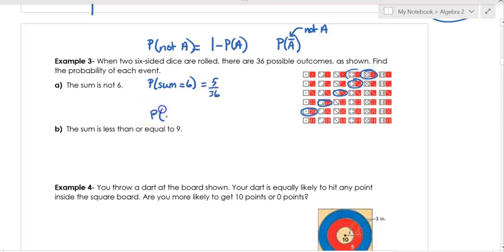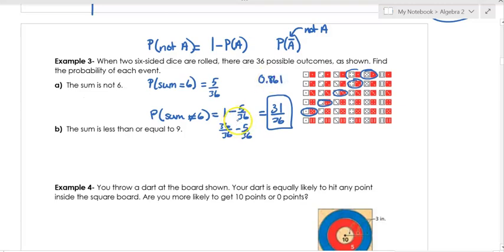So if you want to find the probability the sum is not 6, then you do 1 minus 5 over 36, which is like 36 over 36 minus 5 over 36. You're left with 31 over 36, which you could also do as a decimal or a percentage, just depending on what they want. It would be that or 86.1%. It just depends on how they want it.